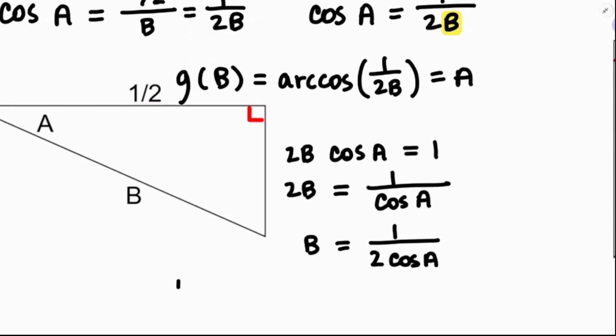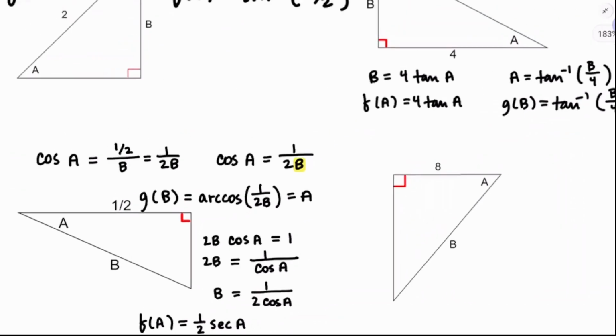So I could say F of A equals 1 over 2 cosine of A. But you could also say it's 1/2 of the secant of A, because a cosine in the denominator is like a secant in the numerator. So however you like it, it really doesn't matter. I'm just going to stop on that one there.